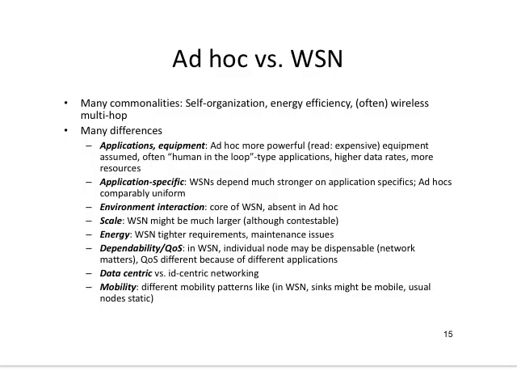Energy is much tighter, of course. Energy is much tighter for wireless sensor networks. Dependability on the quality of service. Again, the wireless sensor networks have diverse quality of service, because again the application is the one that dictates the type of services that you want, the quality of this service, and so on.